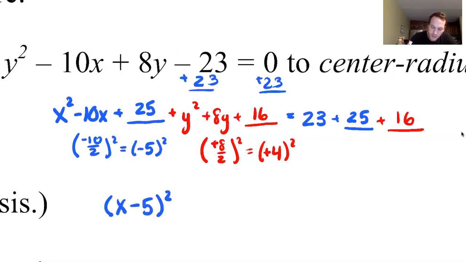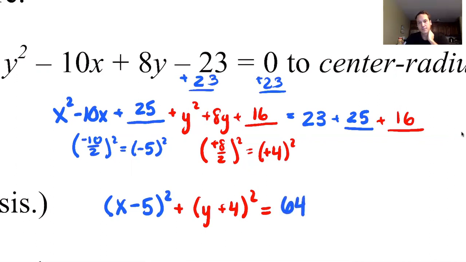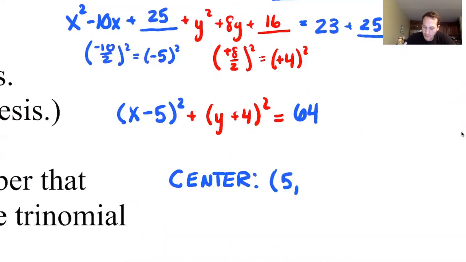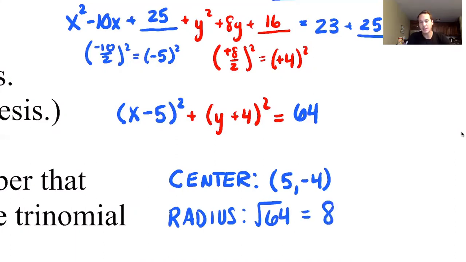X minus 5 squared plus y plus 4 squared. That's going to be equal to 64. Yep, 64. From there, we can list our center. Opposite of negative 5, opposite of positive 4. And my radius. Square root of 64 is 8.